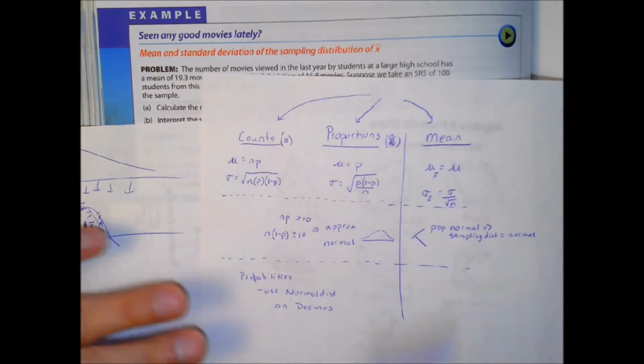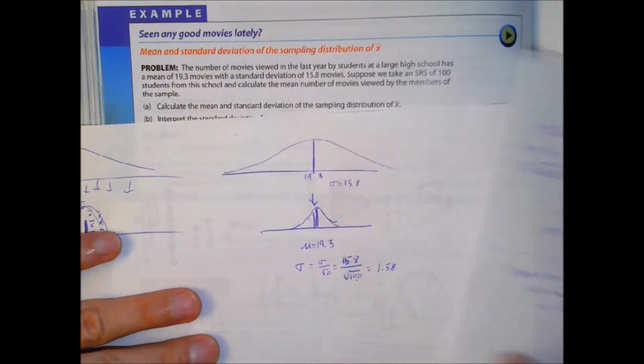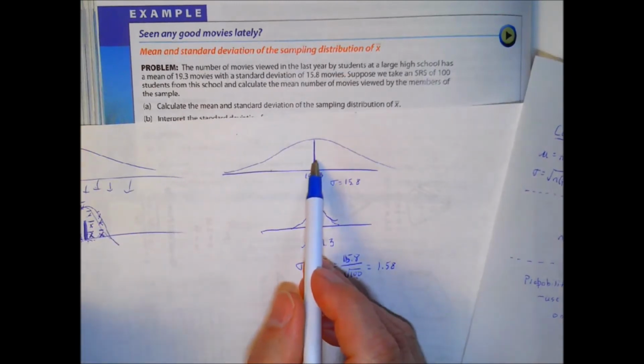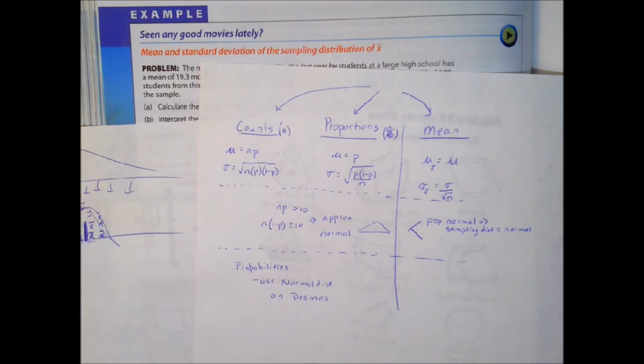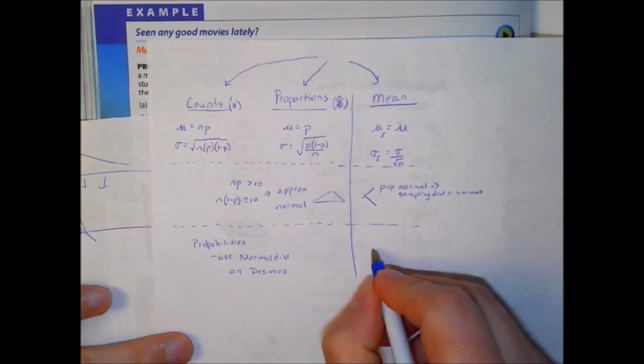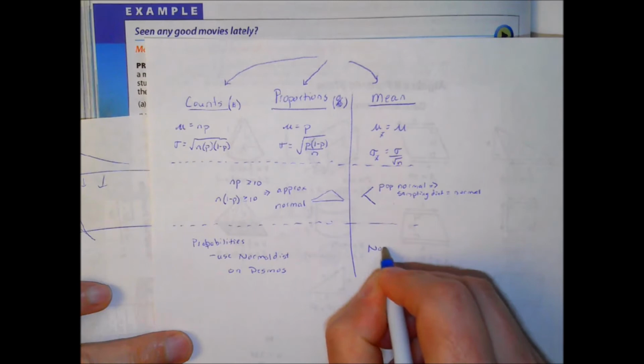Tomorrow, we're going to talk about what if the population is not approximately normal? What if it's skewed or something like that? How can we then tell if it's approximately normal? That'll be tomorrow's. Okay. And then once again, for the probabilities, we're going to use the normal distribution.